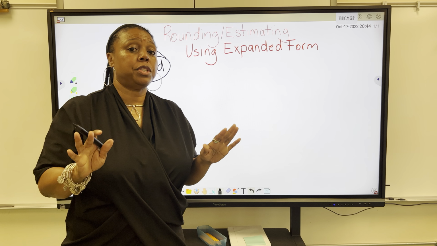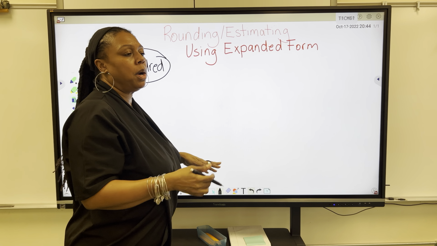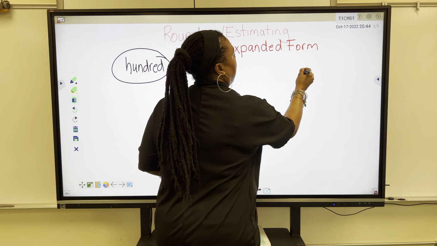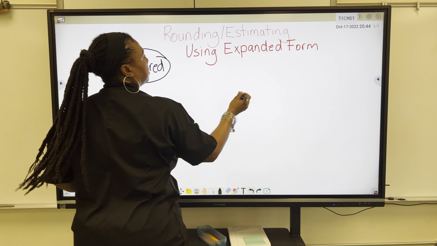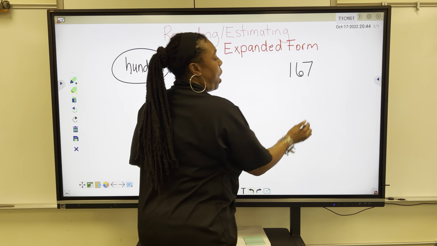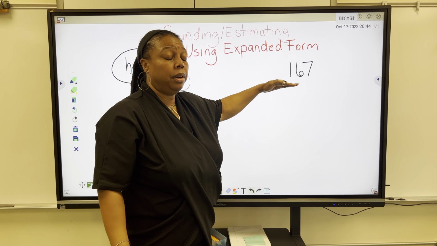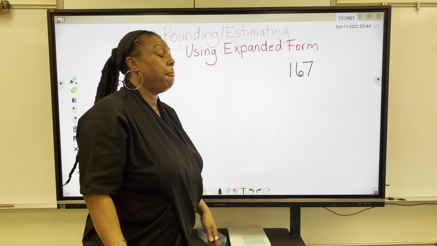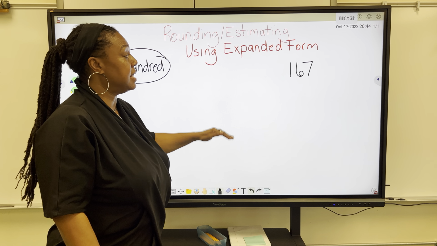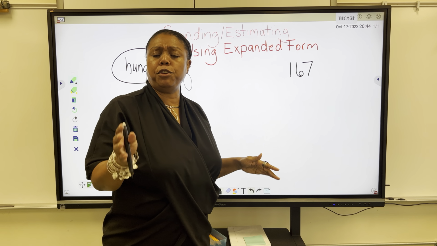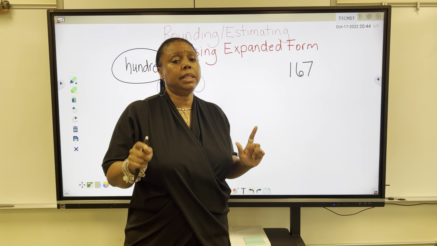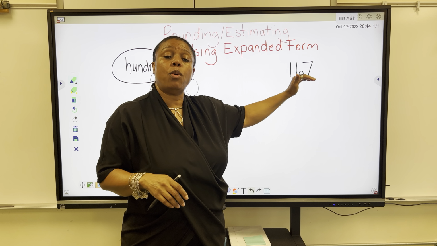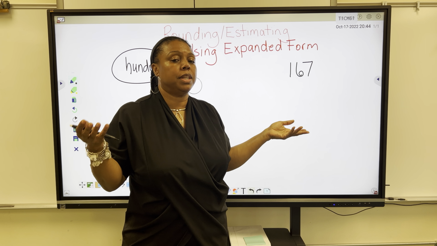So our very first step, let's pick a number. Let's say we pick the number 167, okay? So I want to round this number, 167, to the closest hundred. The first step that I take is I'm going to write this number in expanded form. And if you don't know how to do that, I will link another video in the comment section which would explain to you how to actually write these numbers in expanded form.